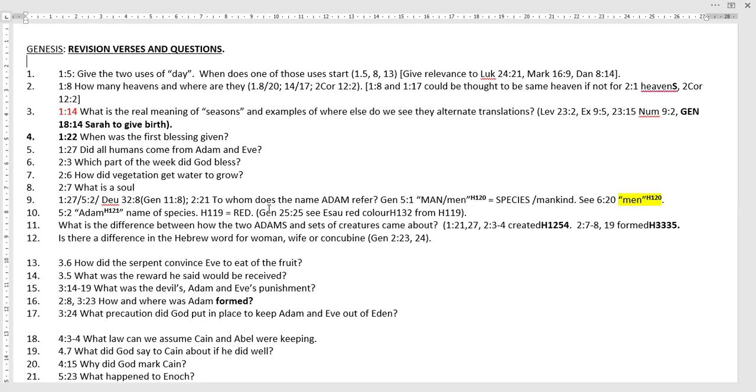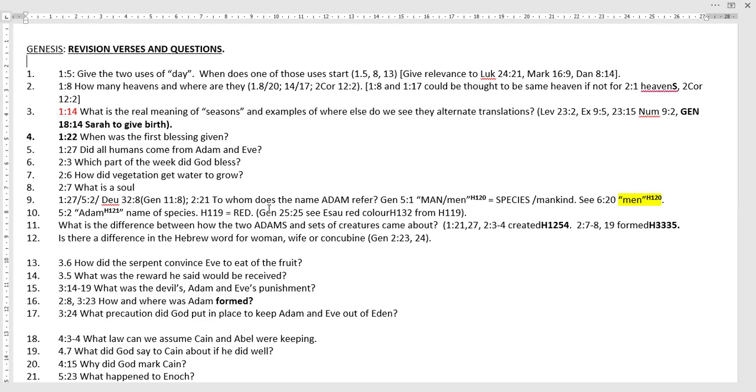There's plural heavens, apart from, say, Paul talking about the third heaven in 2 Corinthians 12:2. Third question: what is the real meaning of the word seasons, as we translate the English word seasons in Genesis chapter 1:14? The real meaning is moed, or the Hebrew word is moed. It really means appointed times.